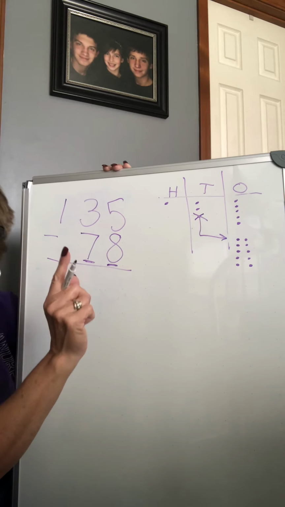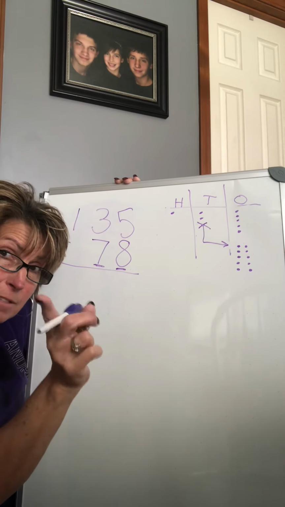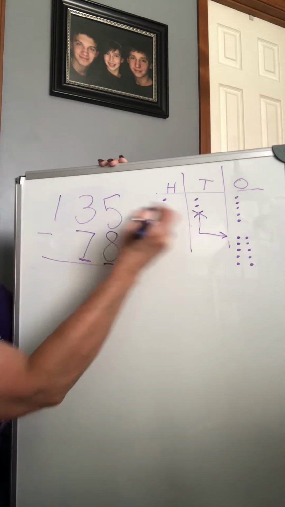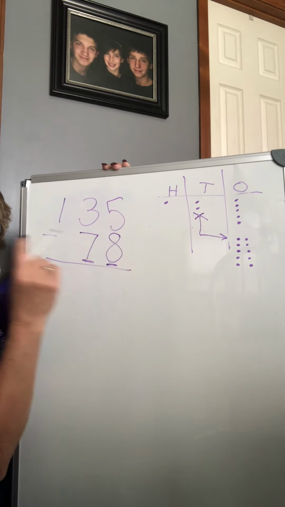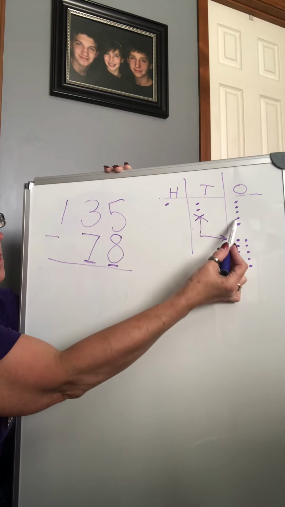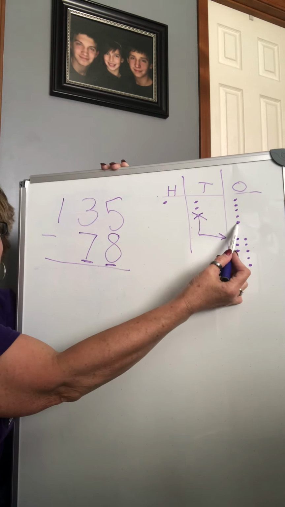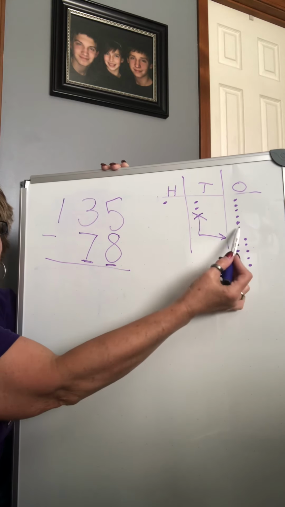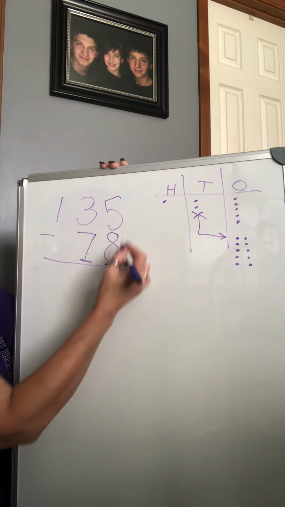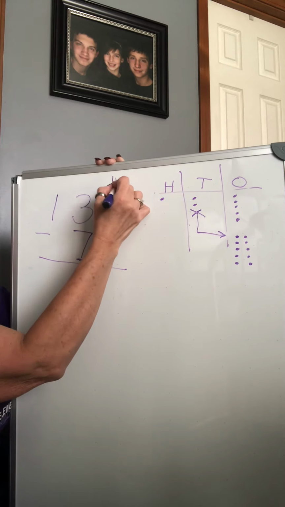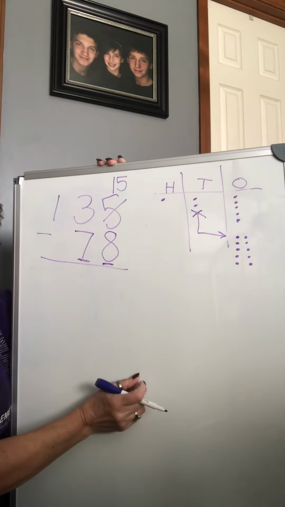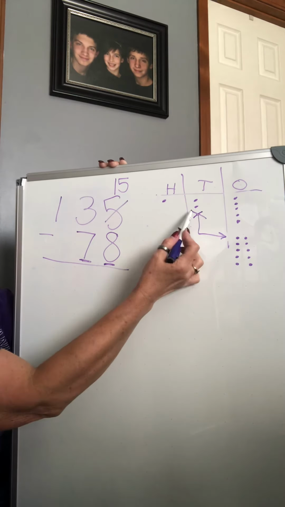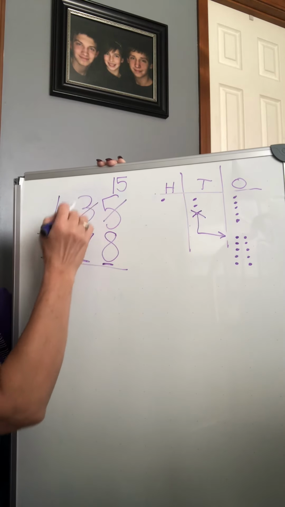But before I do that, I forgot. Thank you for reminding me. I need to change our vertical form to match. So before I go to the hundreds house, let's change our vertical form. I do not have 5 ones anymore. I have 15. And I do not have 3 tens anymore. I have 2.